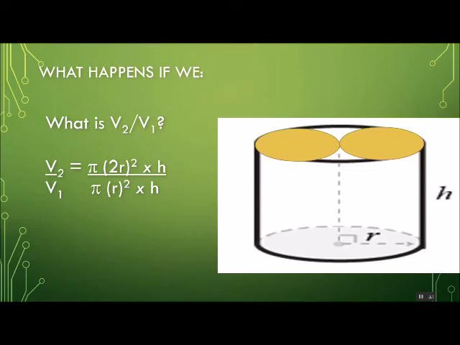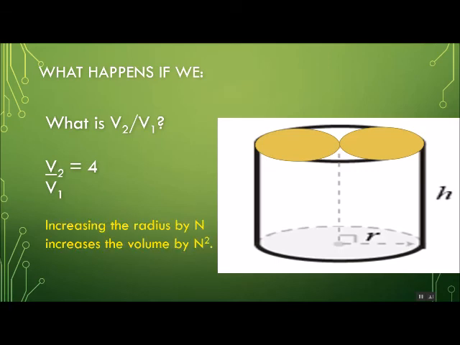On the bottom, there's going to be some cancellations. But let's see how this goes. First of all, we square everything inside the parentheses. So the square of 2 times r is 2 squared times r squared. We move that 2 squared out front, and we're starting to see something that can be canceled. This is pi r squared h on the top and pi r squared h on the bottom. Something divided by itself is just 1, and we can drop it. And 2 squared is, of course, 4. That's the general rule: increasing the radius by a factor of n increases the volume by n squared.